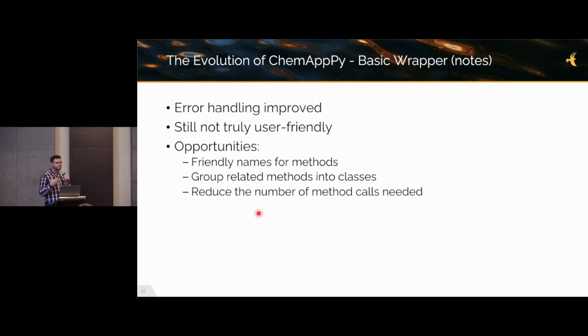I see some opportunities here. We can provide some friendly names for our methods. We can group related methods together. We can reduce the number of method calls that are necessary for performing actions that require multiple calls to our Python package. For instance, loading a thermochemical data set, in this case, requires 4 calls to our library.